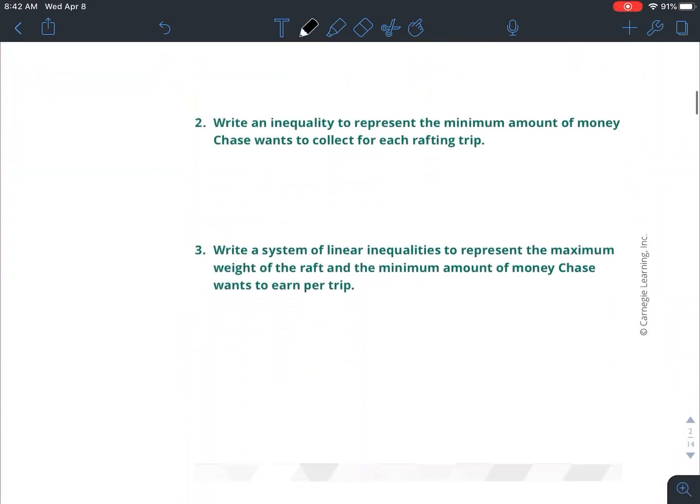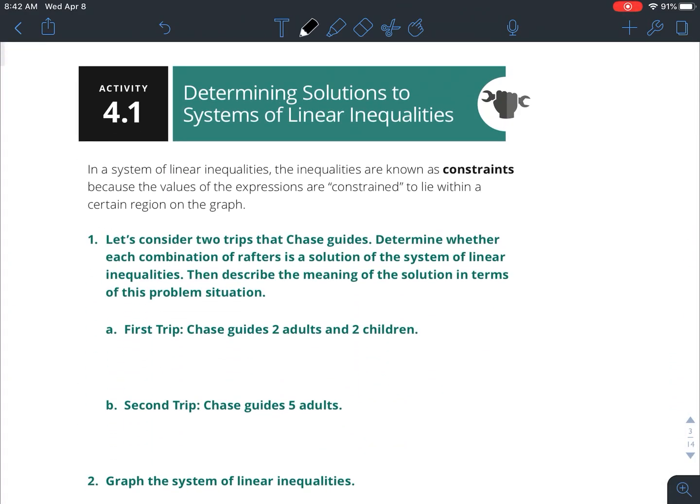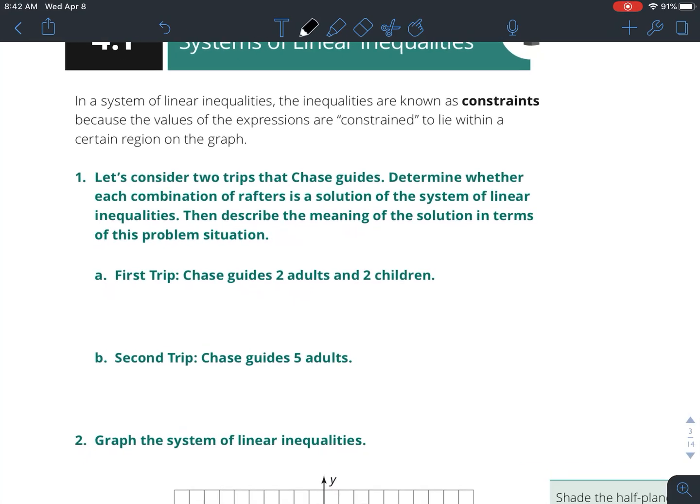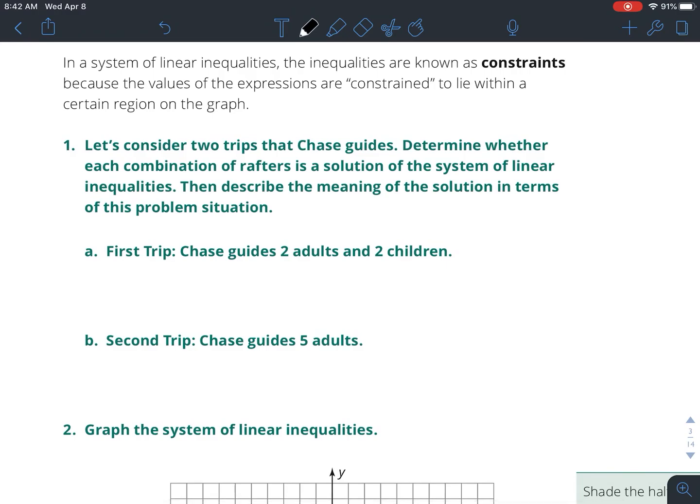Okay. We're going to skip the warm-up. We're going to go right to activity 4.1. All right, so I'm pulling it up on my page here. So it says here, in a system of linear inequalities, the inequalities are known as constraints because the values of the expressions are constrained to lie within a certain region on the graph. Let's consider two trips that Chase guides. Determine whether each combination of rafters is a solution to the system of linear inequalities. Then describe the meaning of the solution in terms of this problem situation.